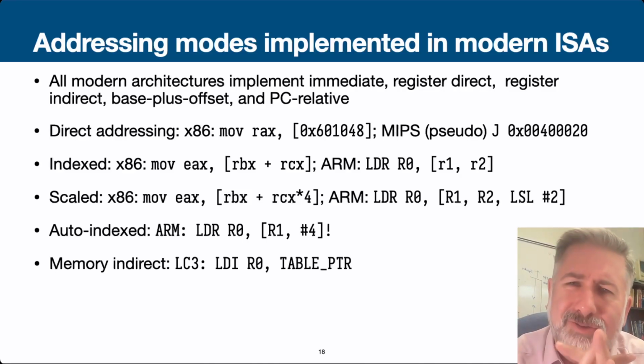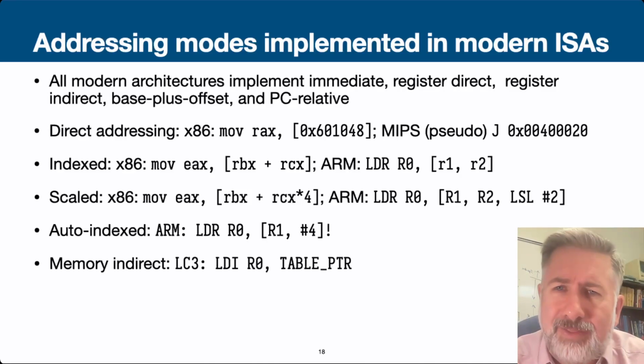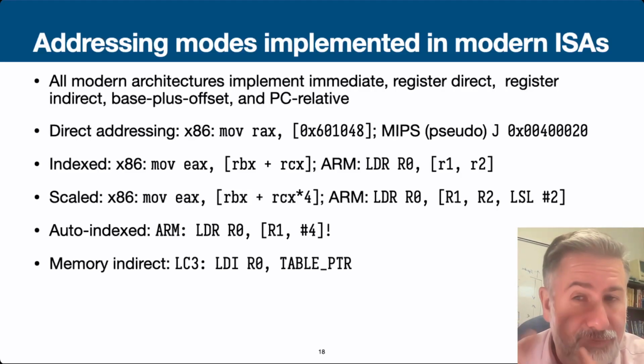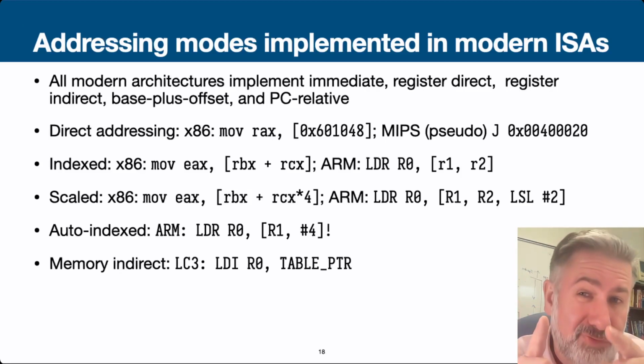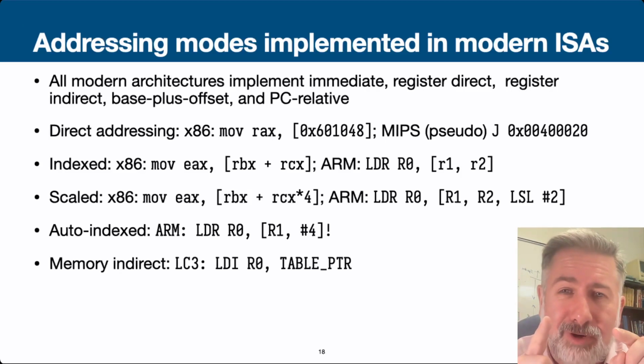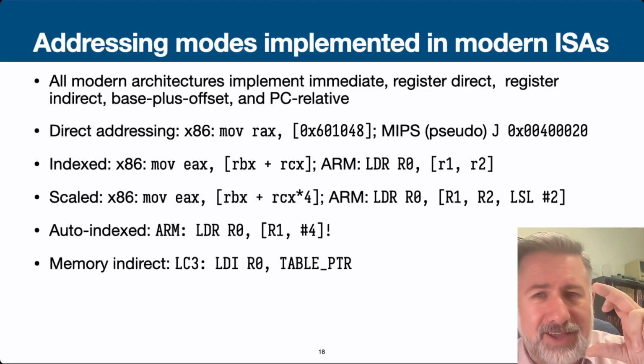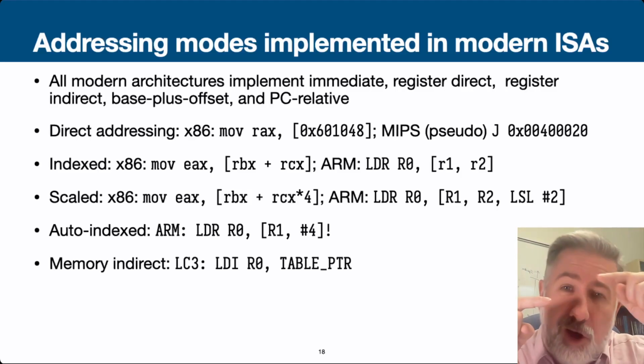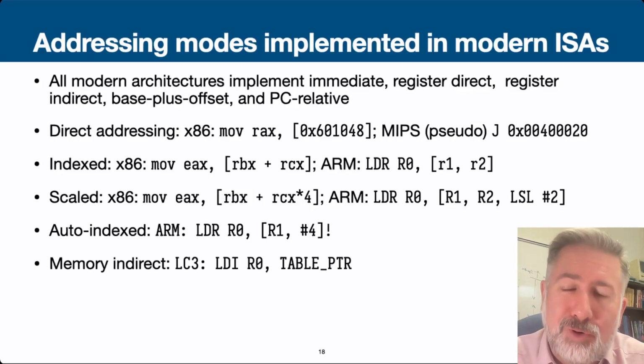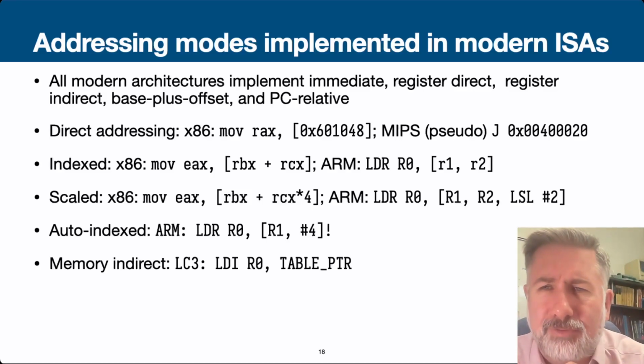Auto-indexed is also in ARM. ARM has some really interesting and powerful addressing modes. That little exclamation mark there says it's auto-indexing. What that does is the address of this data is at R1 plus 4, and then the exclamation mark says, put R1 plus 4 back into R1, right? Keep that value and put it into R1 so that we're already pointing at the next value when we're done with this instruction. Puts a bunch of stuff together in one place.